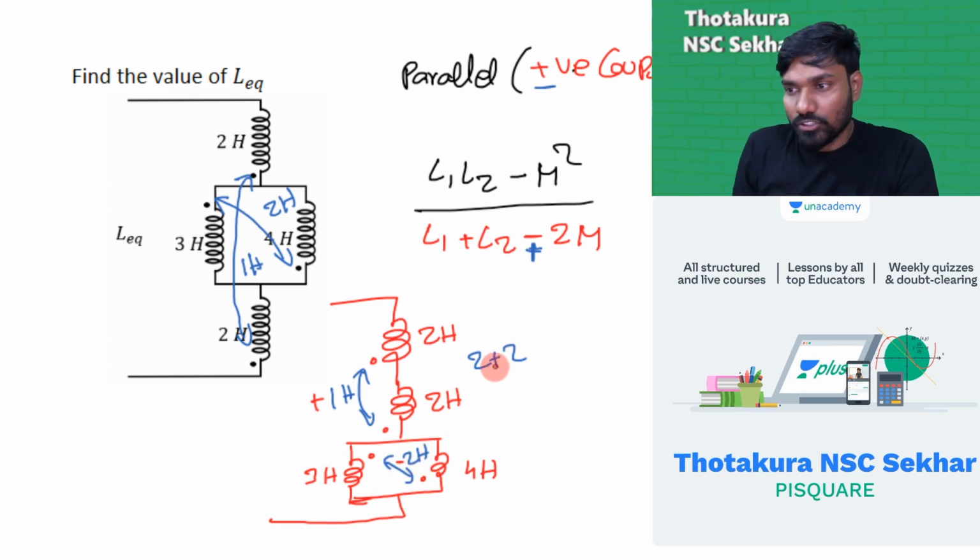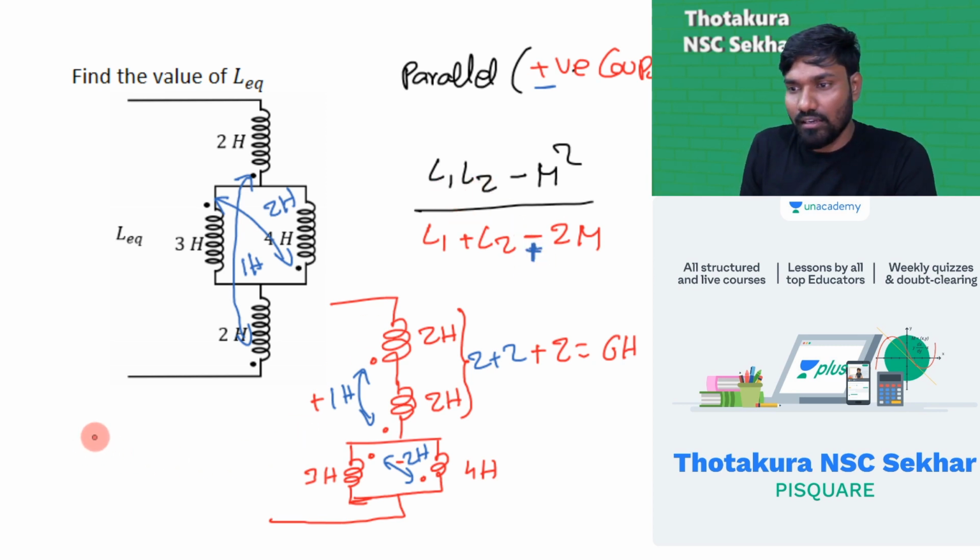So these two I am talking about: 2 plus 2, then plus 2 into 1, that is 2. So the resultant of these two is 6 Henry. Now this is a negative coupling, so use the negative coupling formula, with plus sign. Simply substitute the values.